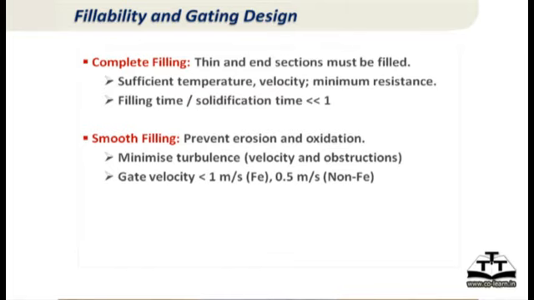So what do you do here? The ideal way to check or have smooth flow is to minimize the velocities. In case of ferrous, to maximum 1 meter per second, in case of non-ferrous, to maximum half meter per second.